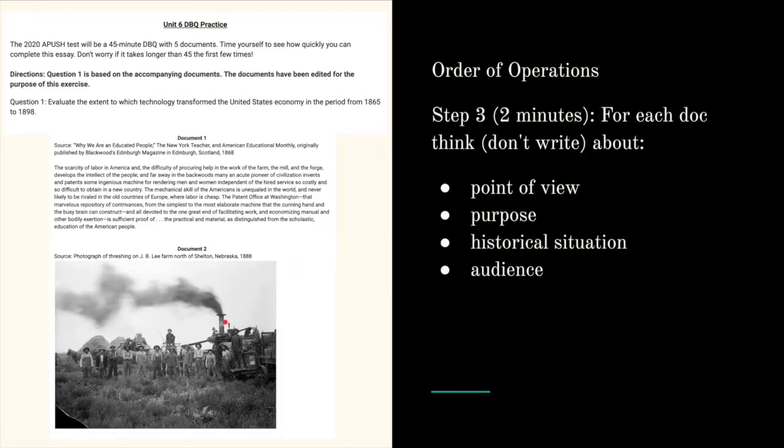For instance, I might look at document 2. It's just a photograph, but it's by this guy Lee, on the Lee Farm north of Sheldon, Nebraska, 1888. So I could say, okay, the point of view is someone from the West. The purpose is to show how cool their machine is and what great farmers they are. The historical situation is in the West post-Civil War, late in the period we're talking about. And the audience, we don't know the audience from this, probably just Americans in general. Okay, so that's kind of what I want you to think about for each of these docs.